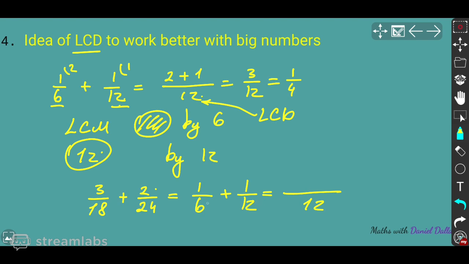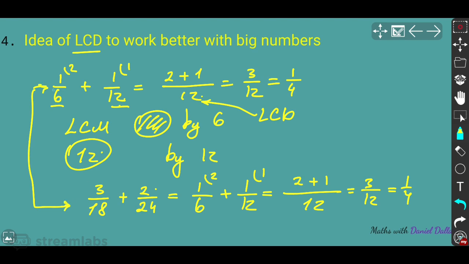So you take 12 divided by 6, and that's how you get the extra factor. 12 by 6 is 2. And 12 divided by 12, we'll get 1. So we multiply 1 by 2 and 1 by 1. So finally, we'll get 2 plus 1 over 12. And finally, the result is going to be 3 over 12, which is simply the same as 1 over 4. As you understand, both results are the same because we have equivalent fractions, and that's why the result in both cases is the same.